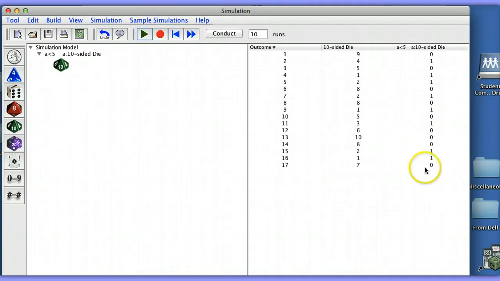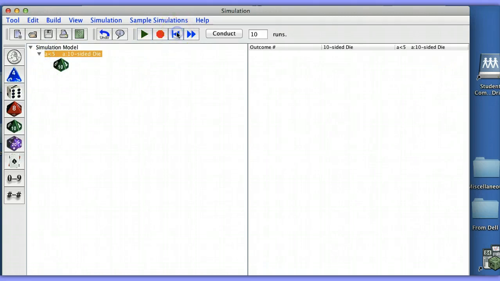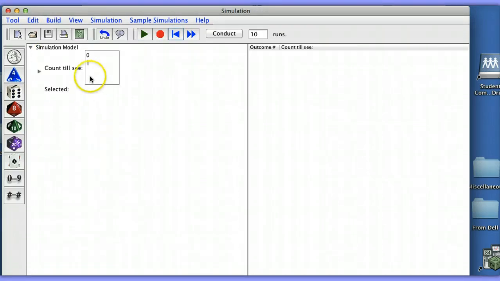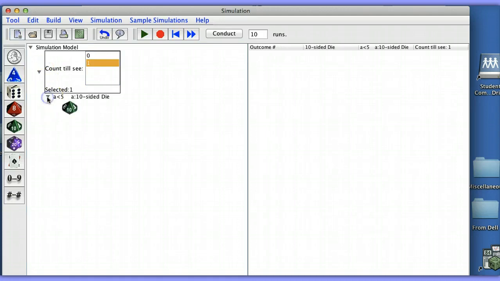But I don't want to have to keep track of this by hand. It'd be nice if the computer could keep track of the zeros and ones for us and keep track of how many times until I saw a 1. So let's see if we can do that. I'm going to reset my simulator here and click on the rule, go to build and select count till C, and I want to count until I see a 1 because 1 stands for the fact that we've found that type A donor. I'm going to click the down arrow here and the down arrow here, and I'm going to run our simulation to see what happens.